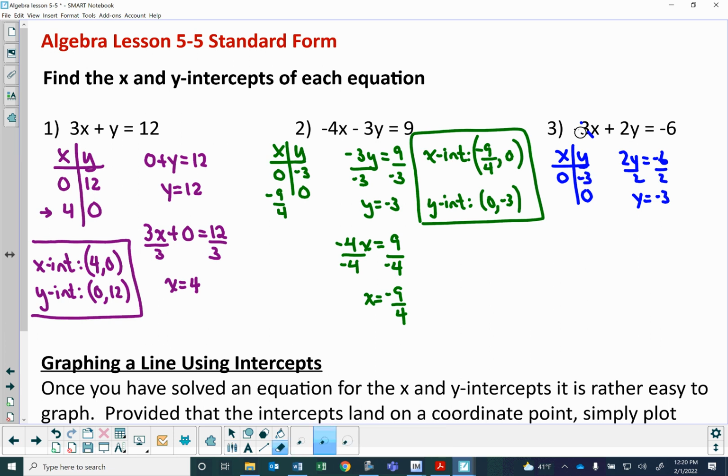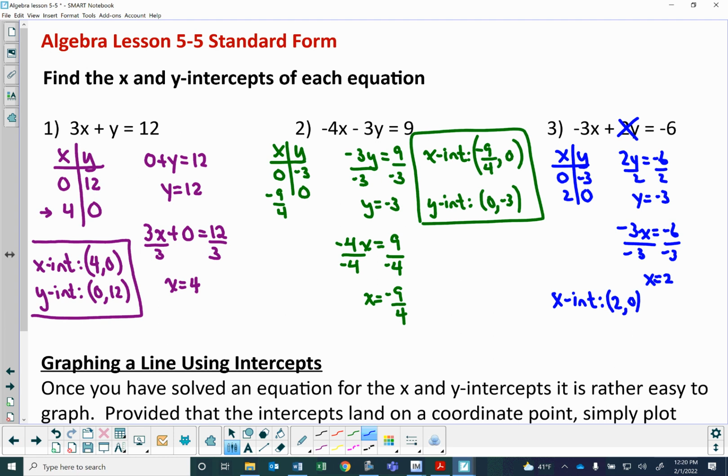Now, when y equals 0, that means y goes away. So I now have negative 3x equals negative 6, divided by negative 3, and x is equal to 2. So my x-intercept would be the point 2, 0, because it's the point where there's a value in the x position other than 0. My y-intercept is going to be 0, negative 3. And I have found my intercepts.